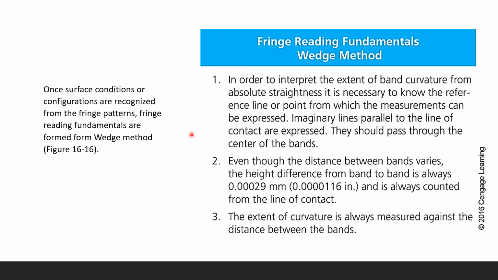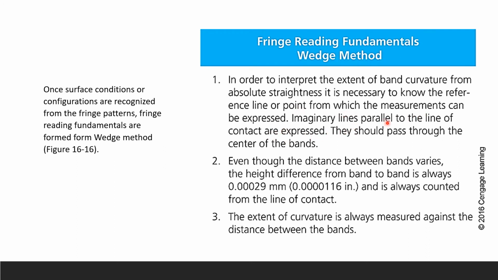Okay, so once surface conditions or configurations are recognized, and we recognize the surface condition by looking at the fringe patterns, the fringe reading fundamentals are formed from the Wedge Method. So this is our Wedge Method table, and it's just showing you the fundamentals for your fringe reading. In order to interpret the external band curvature from absolute straightness, it is necessary to know the reference line or point from which the measurements can be expressed.